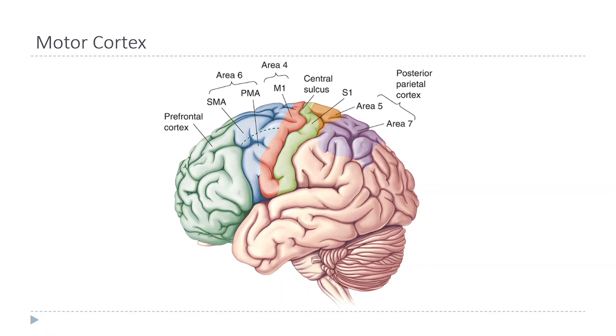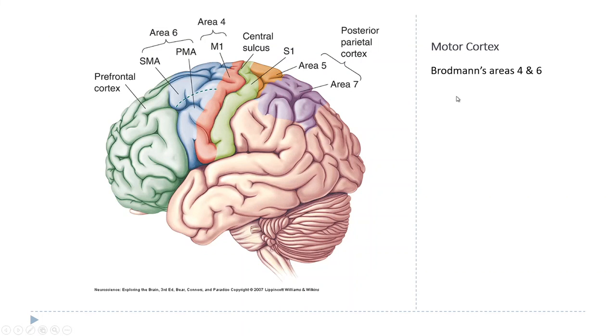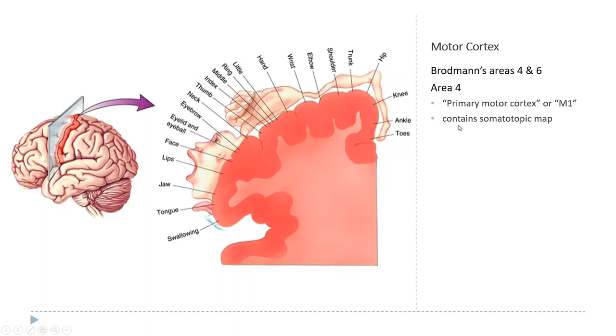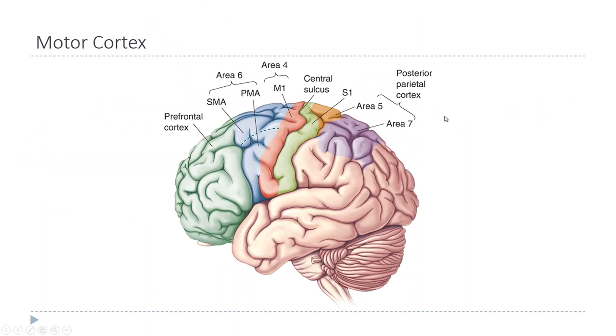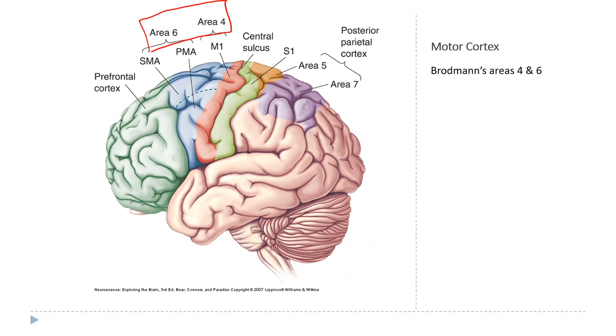Motor cortex mostly consists of two regions, area 4 and area 6 in Brodmann's areas. The primary motor cortex is right here in this strip called the central sulcus. So again, these two regions here are what we consider to be motor cortex. Area 4 is really the primary motor cortex.